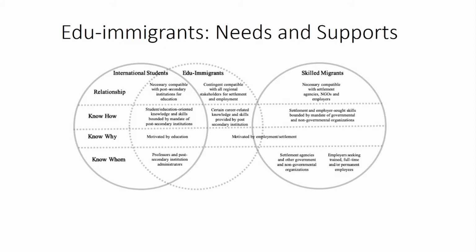But in the case of edu-immigrants, who span both international student and skilled migrant in the nature of their needs and goals, the relationship with all the regional stakeholders, including post-secondary institutions, was purely contingent. And that means there really is nothing explicit. It's easy to say, well, someone else should take care of them, but nobody actually has responsibility for them. So that prompted even more of our interest in this class of migrants, and it really shows the ambiguity of their position.